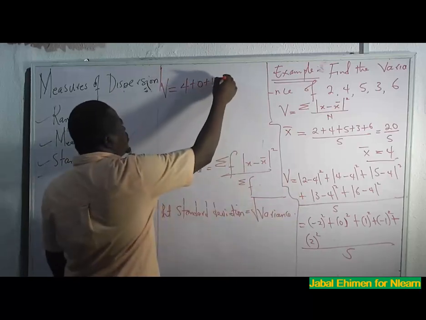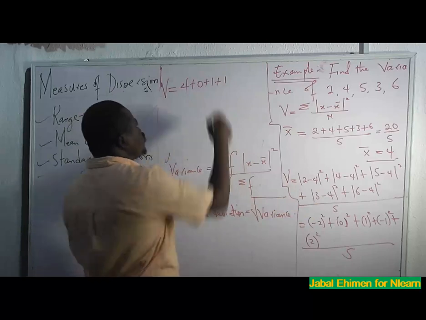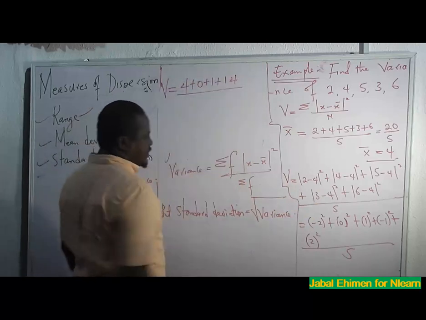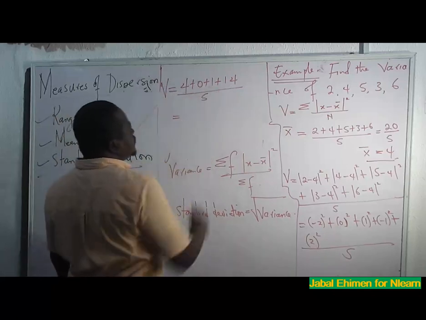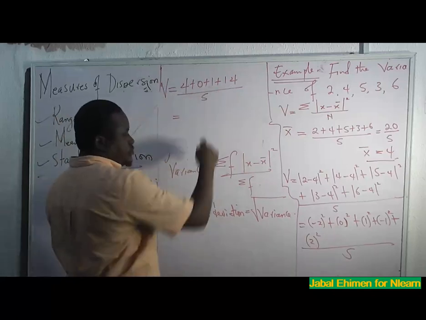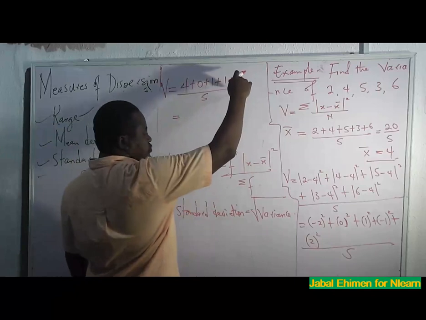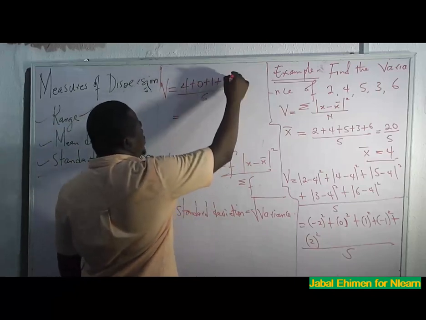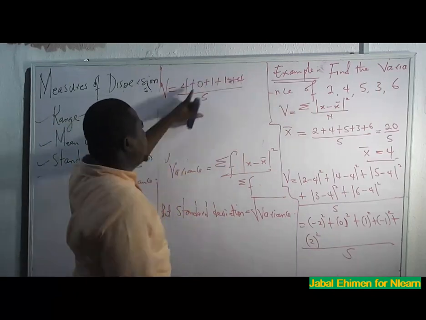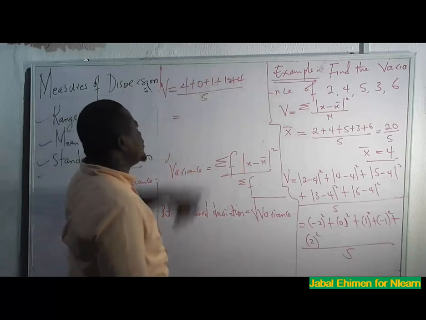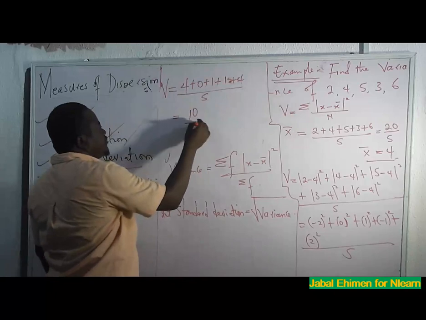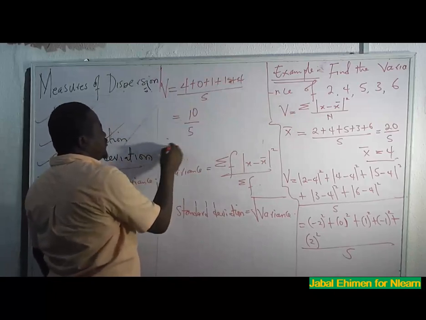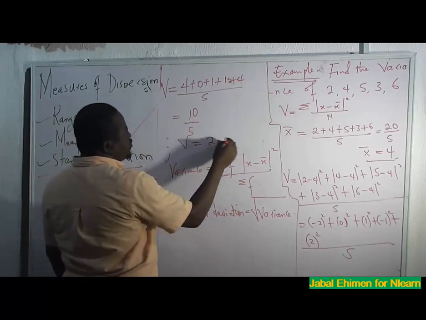Minus 1 squared will be plus 1, and 2 squared will be 4, all divided by 5. Now 4, 1, that's plus 1 plus 4. So 4 plus 0 plus 1, that's 5, 6. 6 plus 4, that will be 10 divided by 5. So therefore the variance is equal to 2.0.